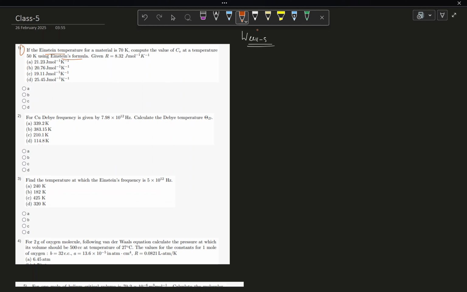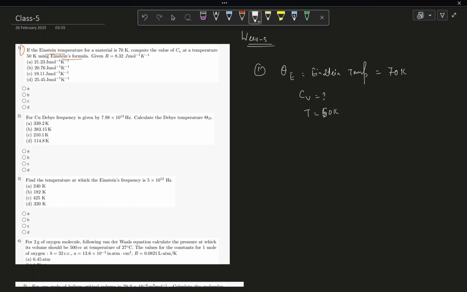Okay, so this question I'd like to solve for you. Whenever they mention the Einstein temperature, that means similar to theta D, the Debye temperature, you mark a theta E, which is your Einstein temperature. You can find this expression in the topic Einstein's theory of specific heat in the specific heat chapter. So this is Einstein's temperature, given as theta E at 70 Kelvin. Then you have to compute CV at a temperature of 50 Kelvin.